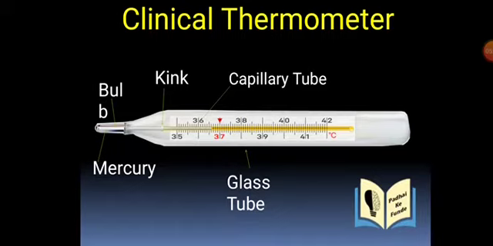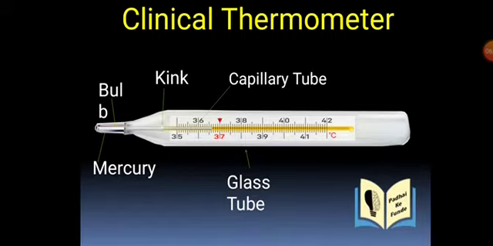This kink prevents the backflow of mercury into the bulb. So once the mercury gets the temperature, it expands and its level rises in the capillary tube. And it reaches the mark which is exactly the temperature of the body. Then when we move it from its position, because of this kink present in this thermometer, it does not come back to the bulb. It remains at the same place only where it has risen in the beginning. Then we can easily get the reading of it.